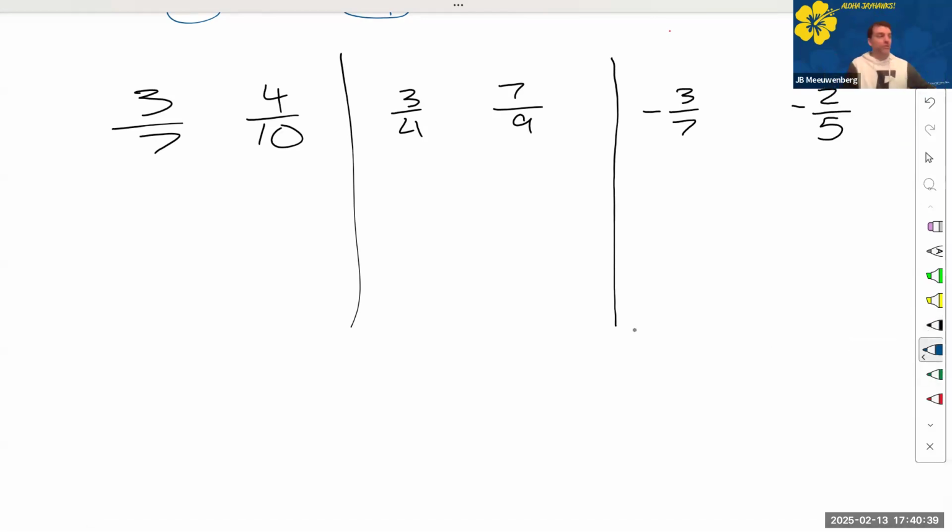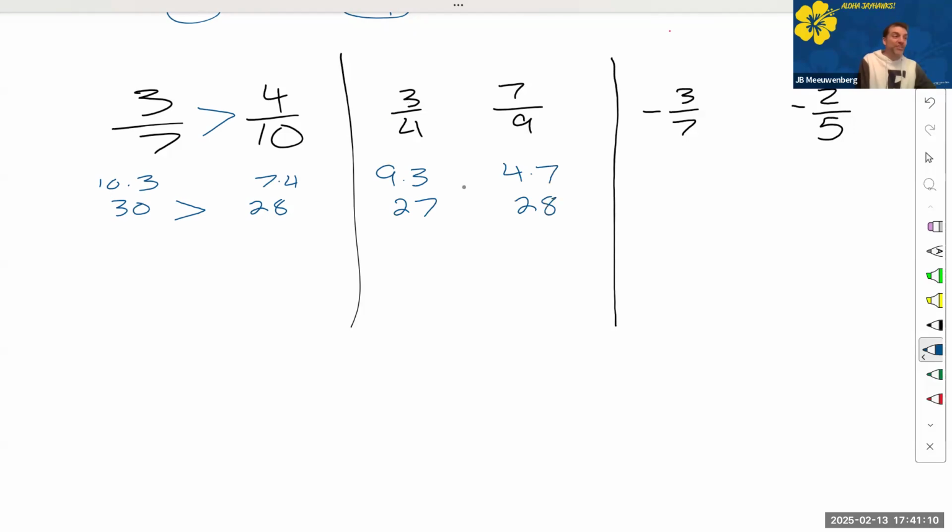So let's try this method using those cross products. 10 times 3, actually, I'm not going to draw the arrow in. 10 times 3 is 30. 7 times 4 is 28. We can see that 30 is greater than 28. So 3/7 is greater than 4/10. Over here, 9 times 3 is equal to 27. 4 times 7 is 28. 28 is larger than 27, so 3/4 is less than 7/9.